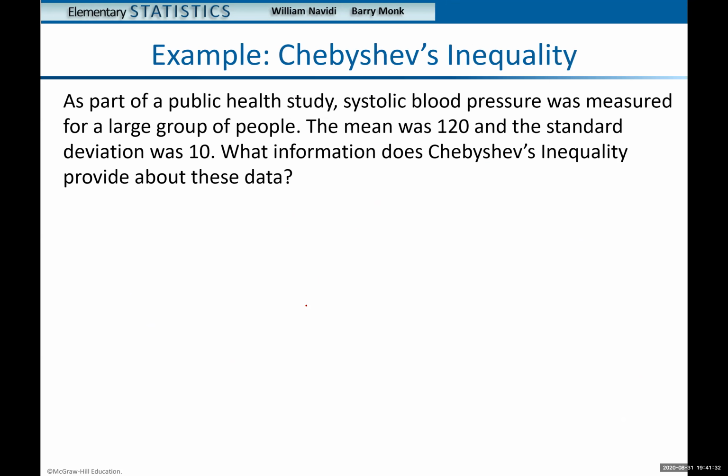Okay, an example here. As part of a public health study, systolic blood pressure was measured for a large group of people. The mean was 120 and the standard deviation was 10. So how are we going to use Chebyshev's inequality here?